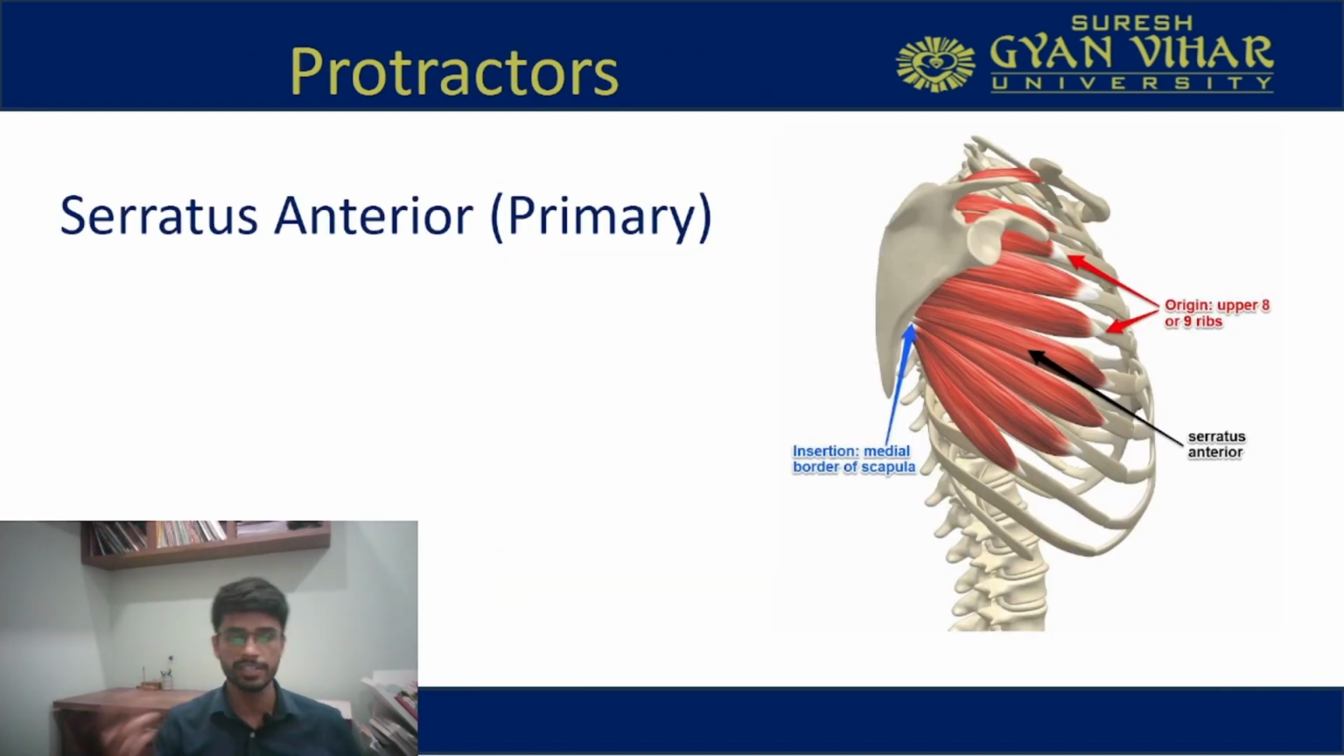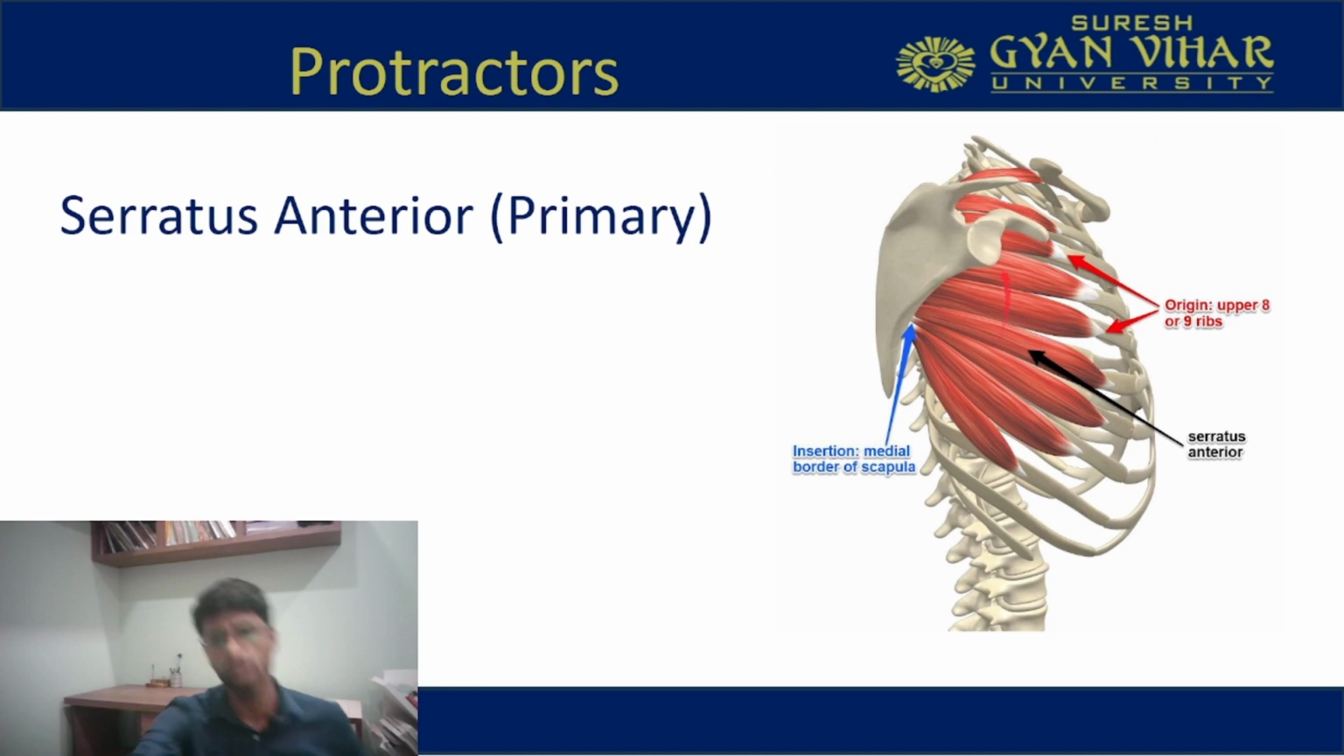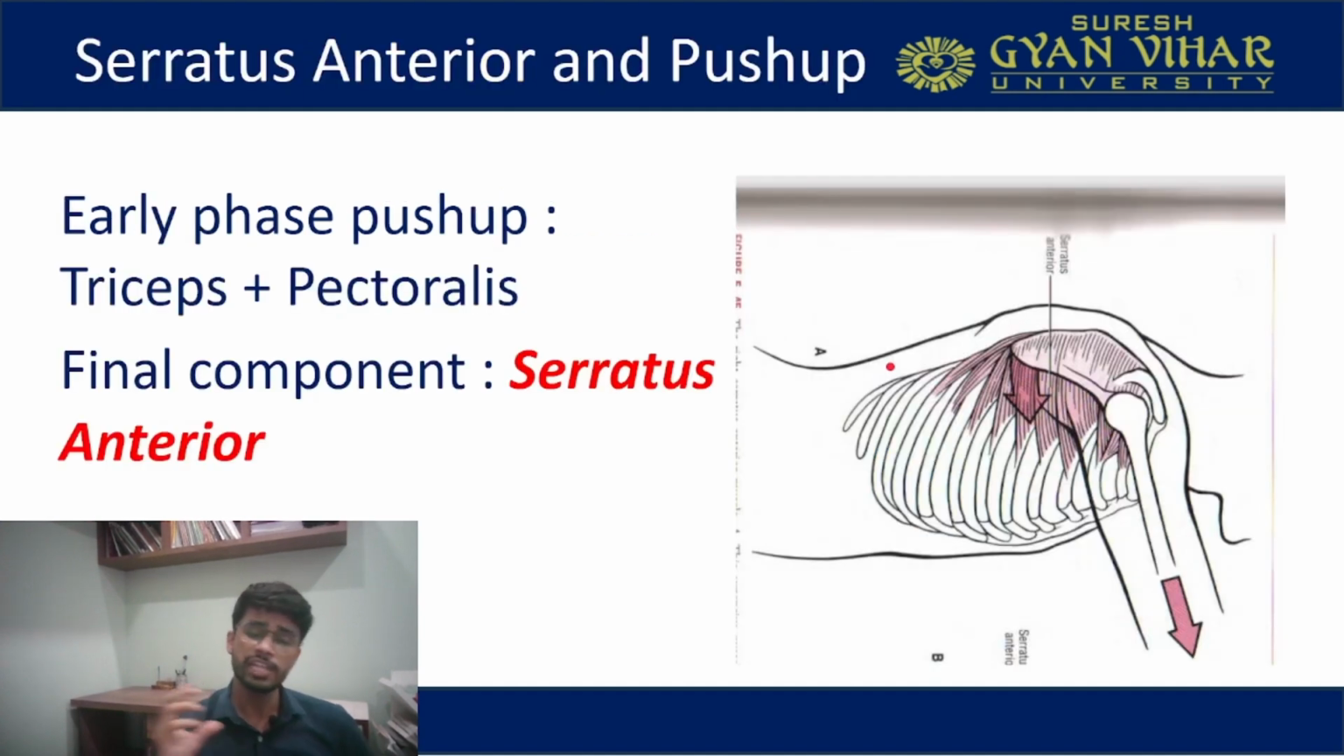Now protractor, there is one primary protractor, which is your serratus anterior or the boxer's muscle. This is originating from the first 8 or 9 ribs, and it gets inserted at the medial border of the scapula. Then serratus anterior is functioning in the late phase of your push-up.